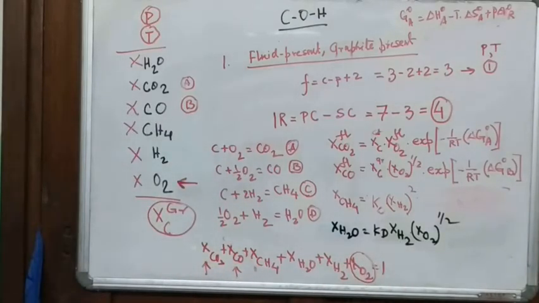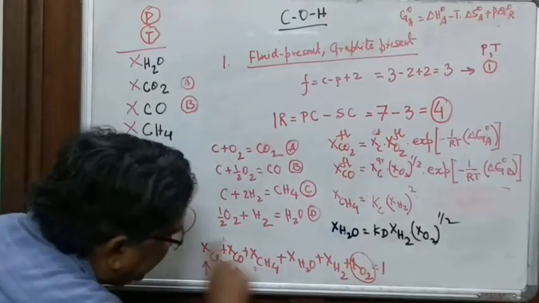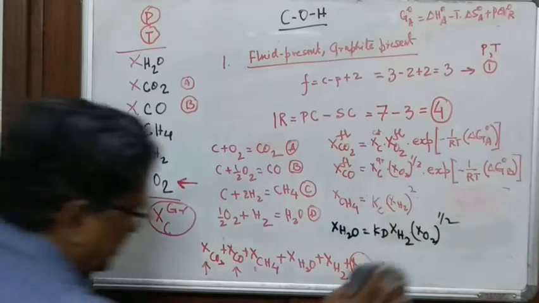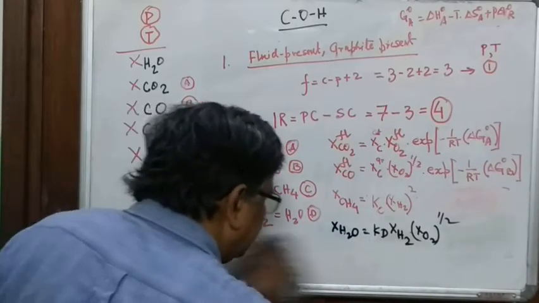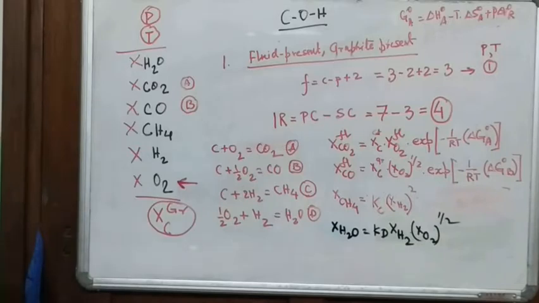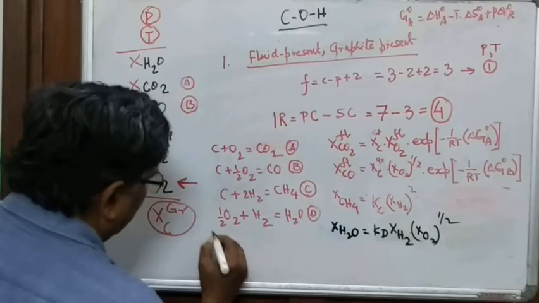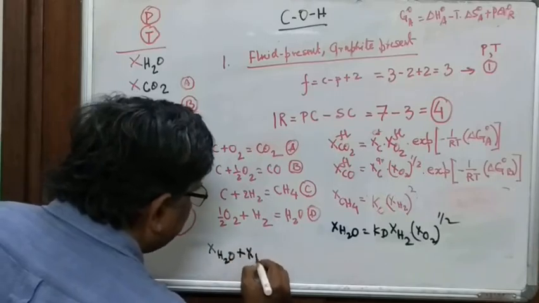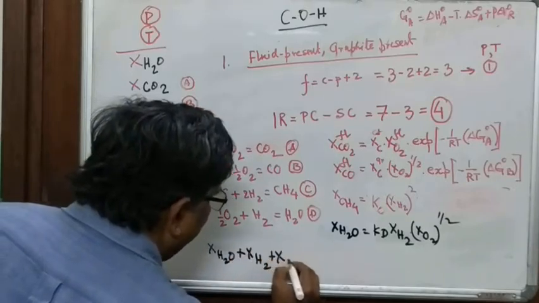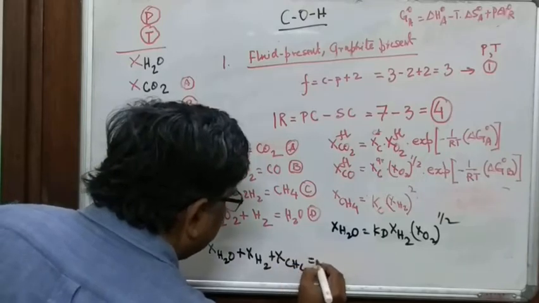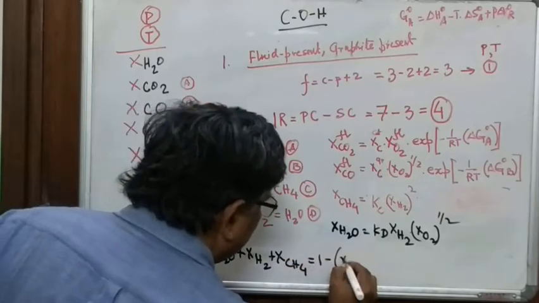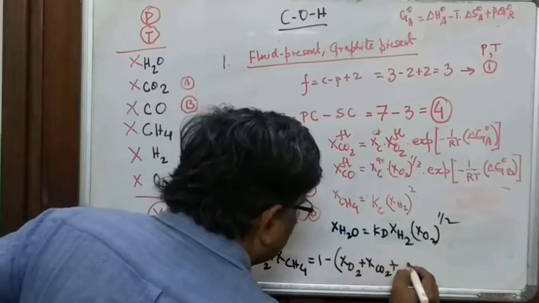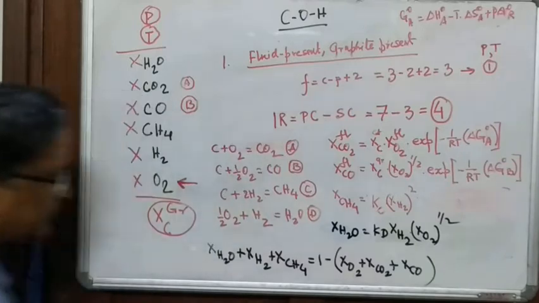Have you understood? So, if I now change this equation to the left and the right, let me write it, you will get it then. So, I can write the expression as XH2O plus XH2 plus XCH4 is equal to 1 minus XO2 plus XCO2 plus XCO. Do you see that? I can write this.